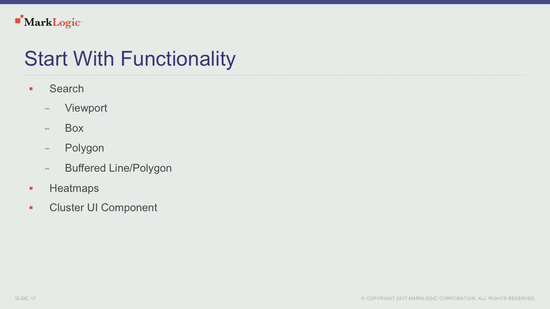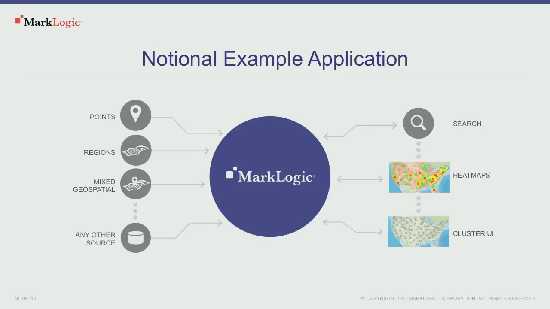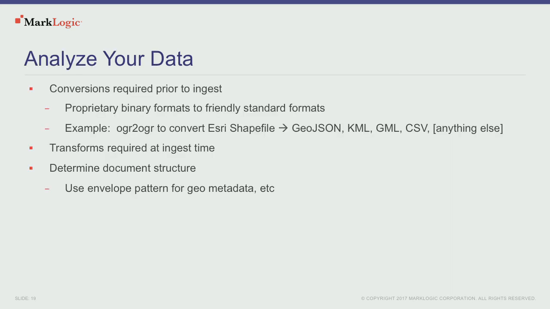I just showed you. We're going to go through that, the search, the different kinds of searches, heat maps, the cluster user interfaces. And so this is a little diagram of that application we just looked at. We have data over here on the left. Maybe we have some point data, some polygon data, mixed text. Coming in, we're indexing it in MarkLogic, and the functionality over here on the right: search, heat mapping, and the cluster user interface. So where do you start?